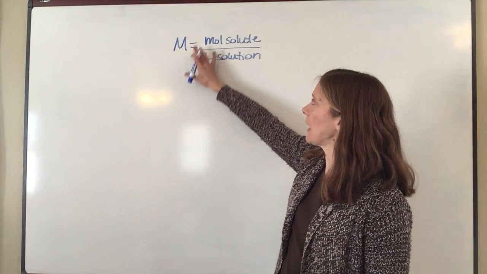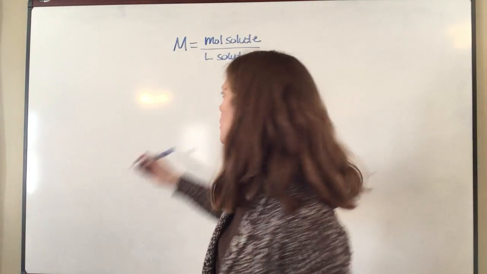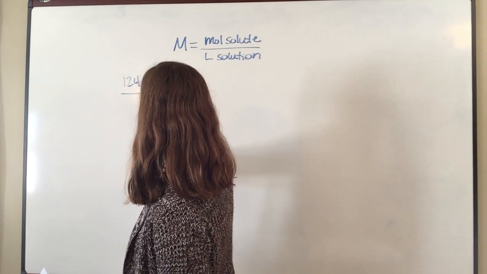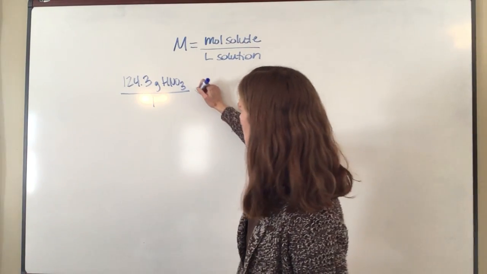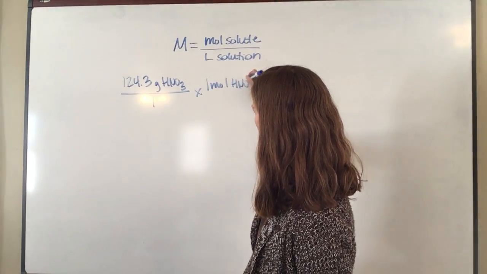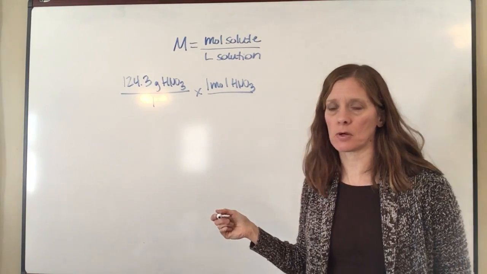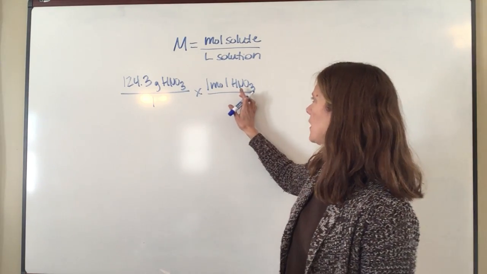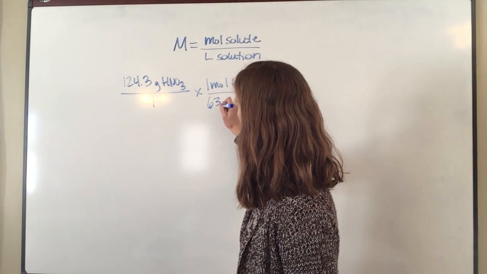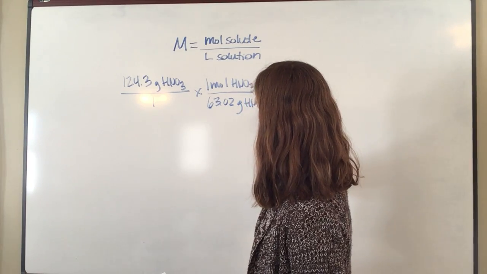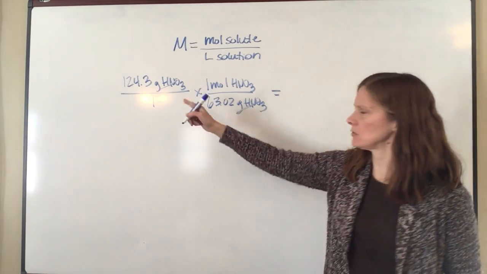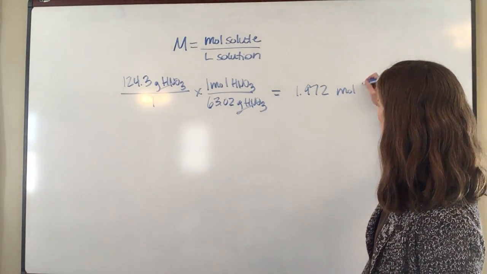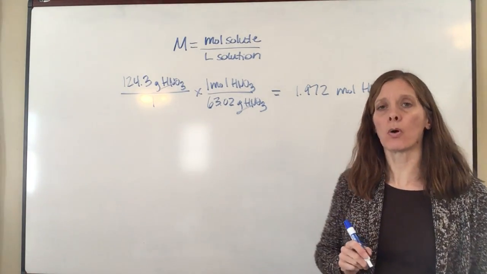Well, if I'm doing molarity, I have to have moles of solute, so that's going to be the first place I need to start. So I have 124.3 grams of HNO3, and remember we always take what we start with and we put it over 1. And for 1 mole of HNO3, I'm going to assume that you know how to calculate this already because we've done it a lot. If you're not sure how to do it, again, you need to make sure you're asking for help. So 1 hydrogen, 1 nitrogen, 3 oxygens comes up to 63.02 grams of HNO3. So grams of HNO3 cancels out. And when I take 124.3 divided by 63.02, that's going to give me 1.972 moles of HNO3. Okay, so that's my moles of solute.